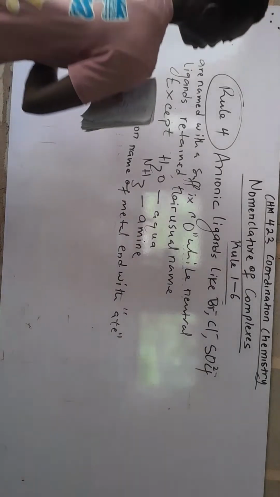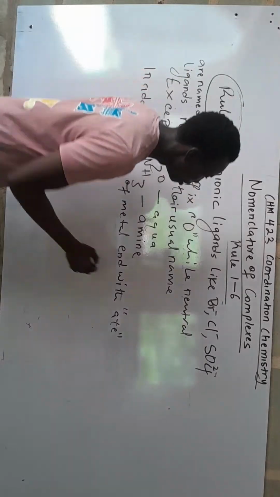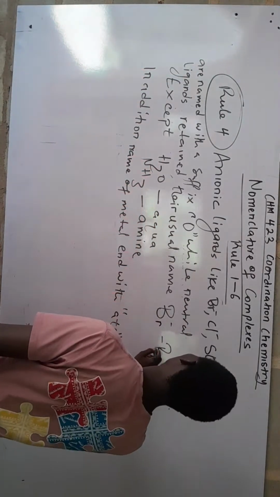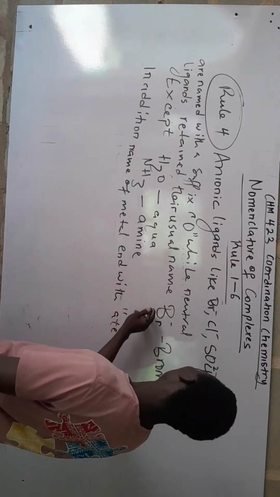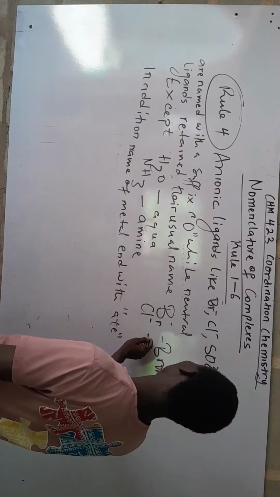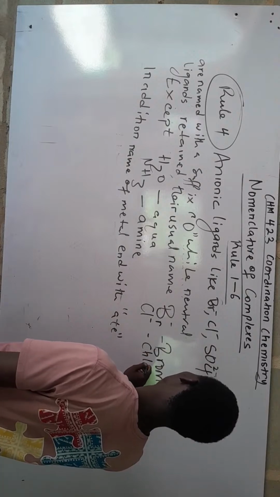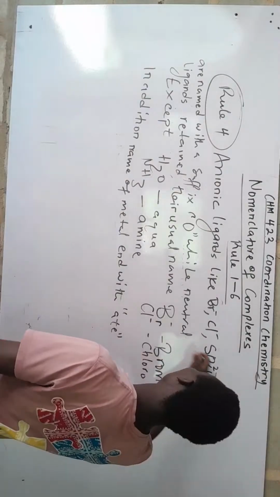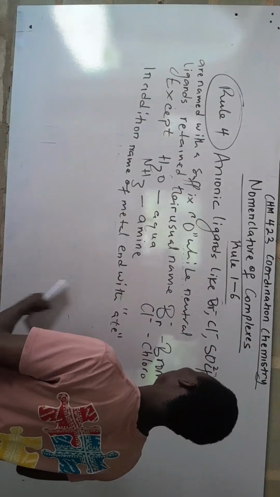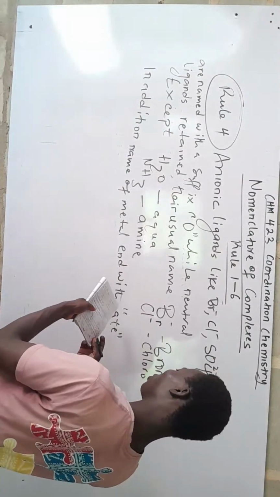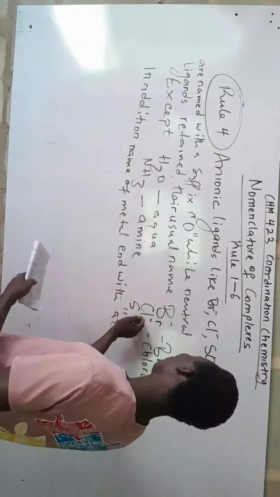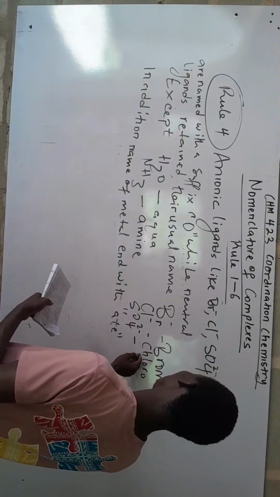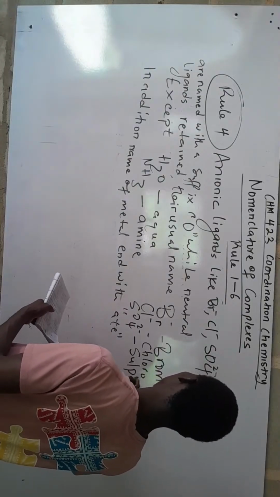Okay. Let's take a look at Br minus. This will be bromo. Cl minus. This will be chloro. You can see it ended with O. So the SO4 2 minus in this case that we have here, SO4 2 minus, will end with what we call the sulfato.